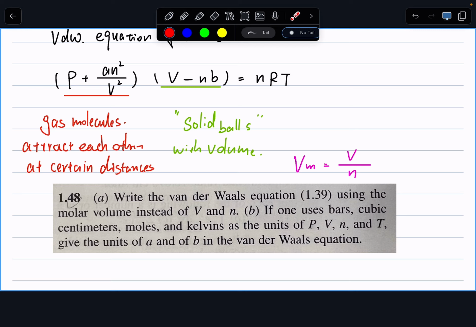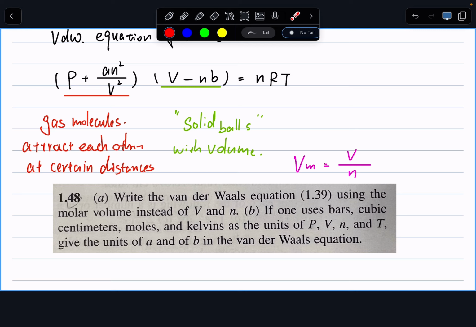The first part is okay, we'll leave it. And this one becomes V over n, so that's our Vm minus b. And on the right-hand side it becomes RT. We're just dividing both sides by the number of moles, and then it becomes quite straightforward.